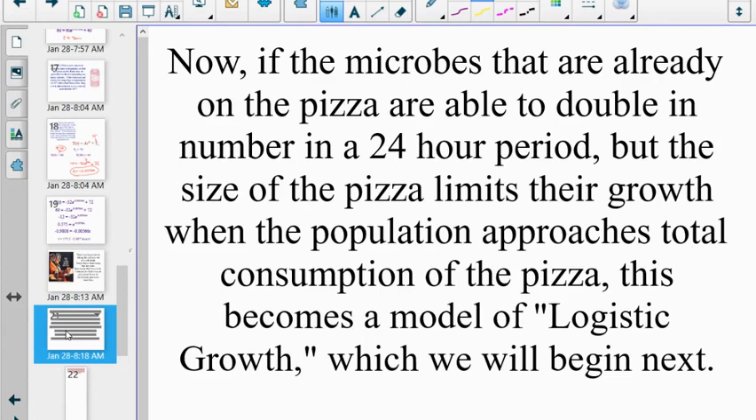This is getting at the idea for next week called logistic growth. When we have a cap on our population, we'll have to handle things a little bit differently. But I'll leave that for next week.